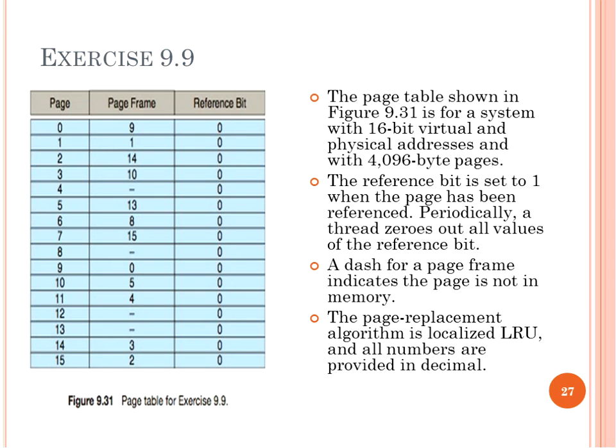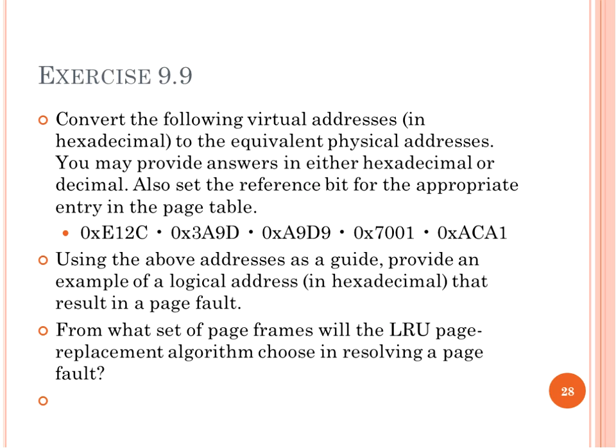Reference bit is set to 1 when the pages have been referenced. Periodically, a thread zeroes out all values of the reference bit. A dash for a page frame indicates the page is not in memory. The page replacement algorithm is localized, LRU, and all numbers are provided in decimal. So this is just information then about the question, some background.